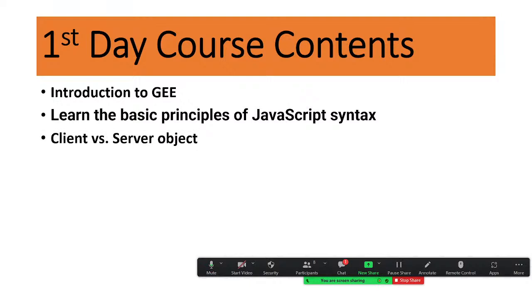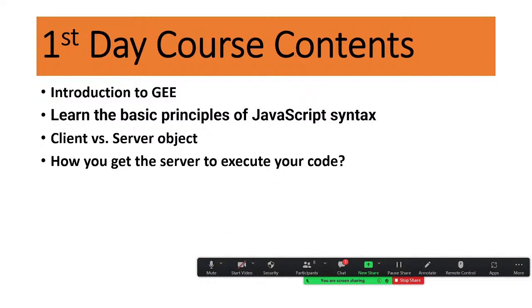Then I also try to discuss the client and server objects. Basically it's needed because here I use the Google Earth Engine platform, and Google Earth Engine is totally server based. So we also need a clear idea about the client and server. I will also go into more detail about this. Then how you get the server to execute your code. We also discuss the details with practical examples so that you can easily understand everything.